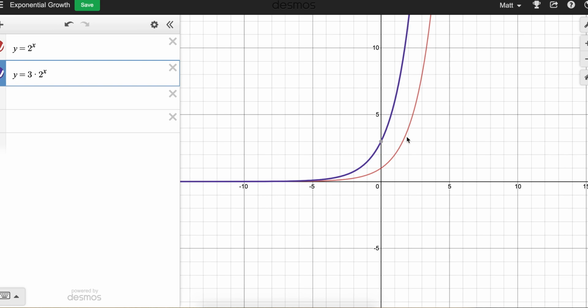So from the red, which is y equals 2 to the x, to the purple, which is y equals 3 times 2 to the x, we call this a stretch. So if I put a 2 out in front, it stretches it a little bit less than if I put the 3. If I put the 4, 5, so on. So these are all stretches of the original y equals 2 to the x.